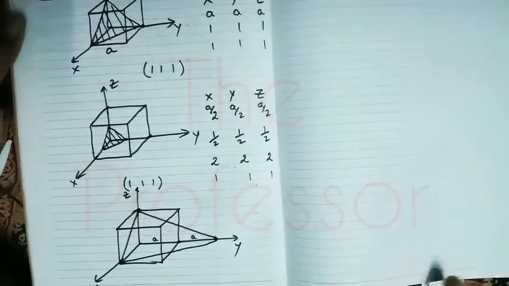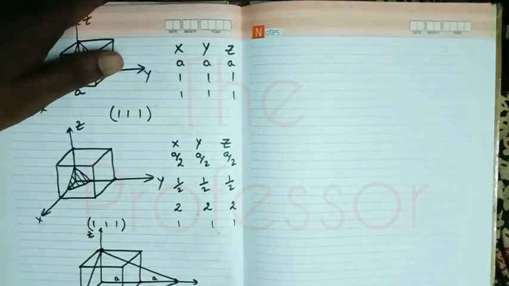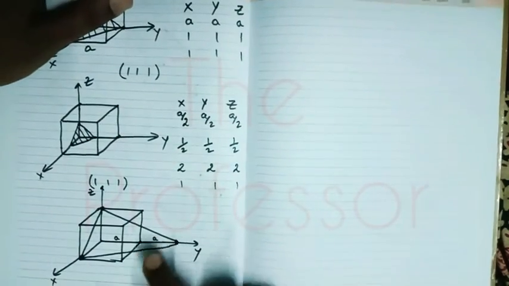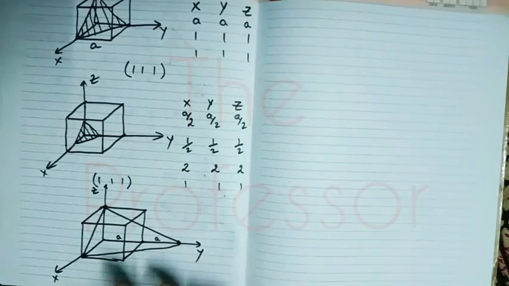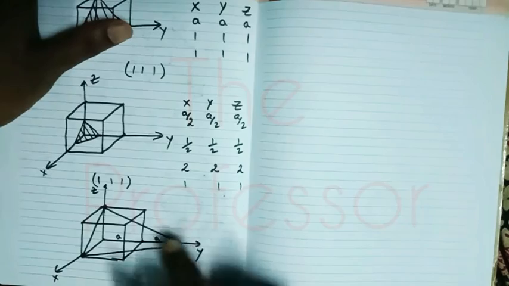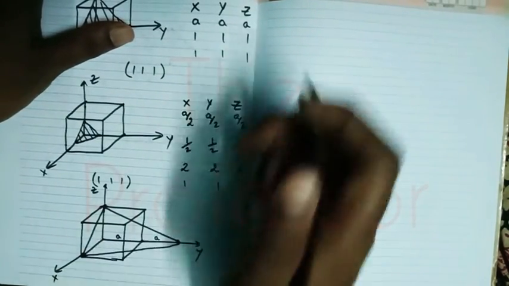So what is the first step? The first step is to find out the intercept made by this plane on x, y and z axis. What is the intercept made by this plane on x axis? See, if you are not able to see it, then let us start it again. First step is to find out the intercept made by this plane on x, y and z axis. So what is the intercept made by this plane on x axis? It is equal to a.